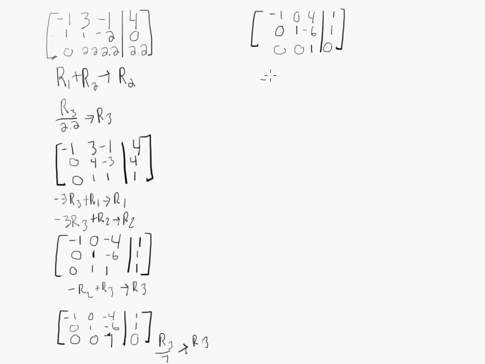So I'm going to say the opposite of 4 times row 3 plus row 1 is my new row 1. Let's go ahead and change this to, we'll say 6 times row 3 plus row 2 is my new row 2. And this should finish us up here.